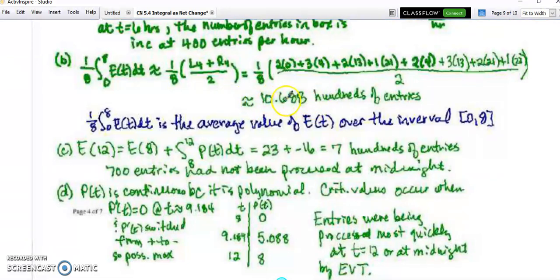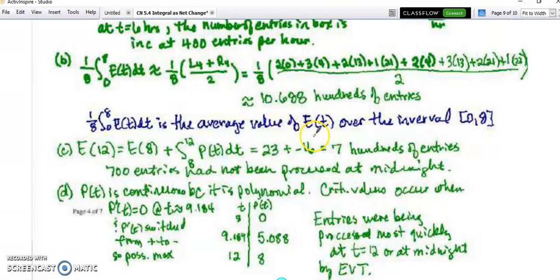The second part of B was to interpret what this is. Now, if that 1/8 had not been there, then it would have simply been the net change in entries being deposited in the box. But the minute I add that 1/8 there, then that is the average value of E of t, the average value of E of t.